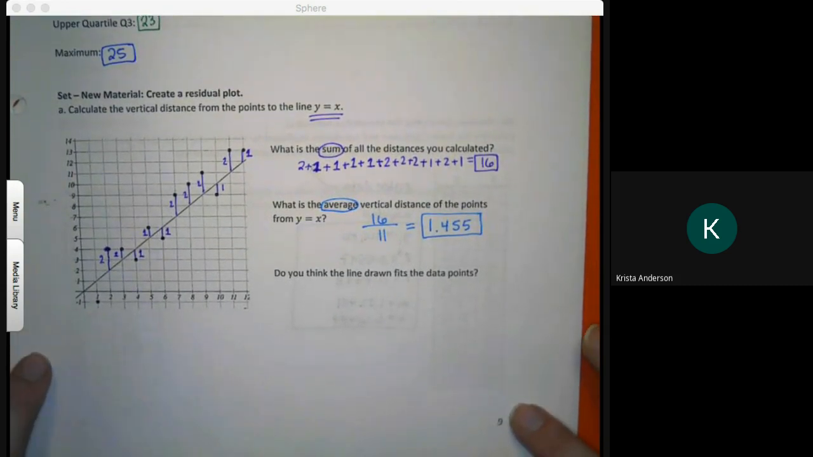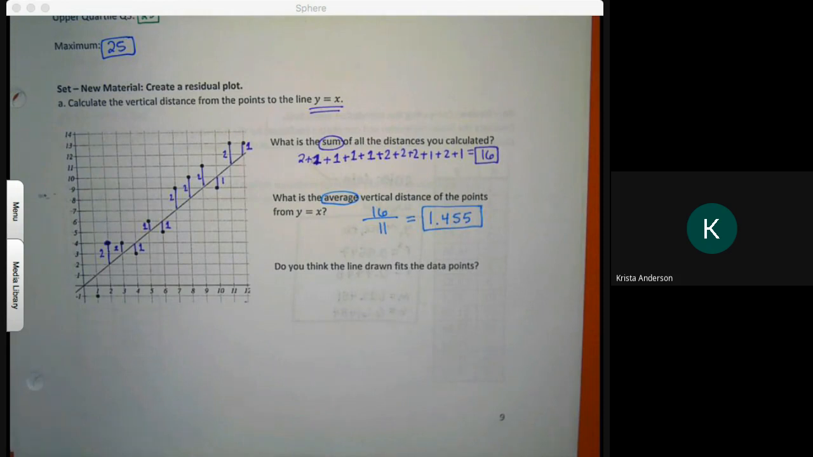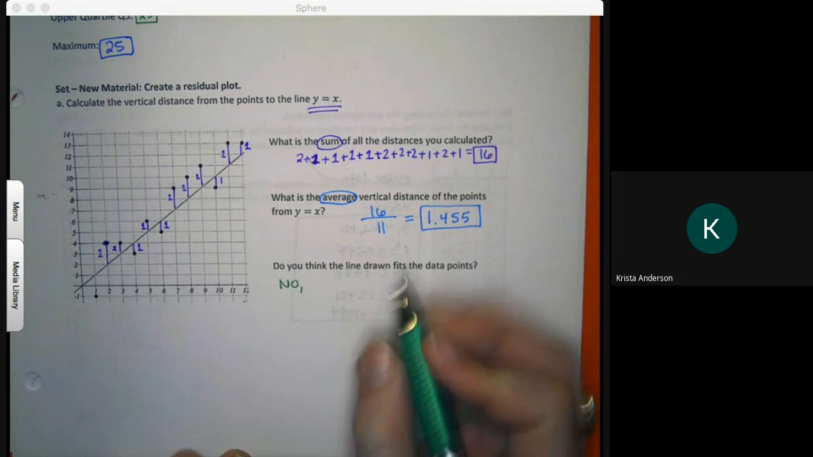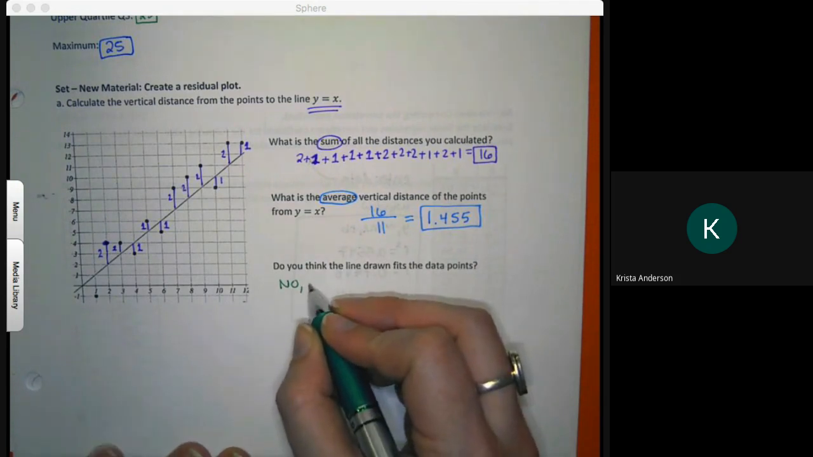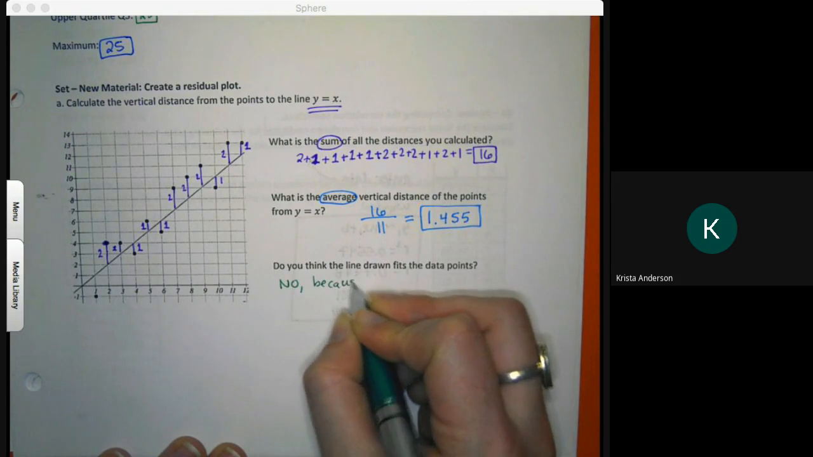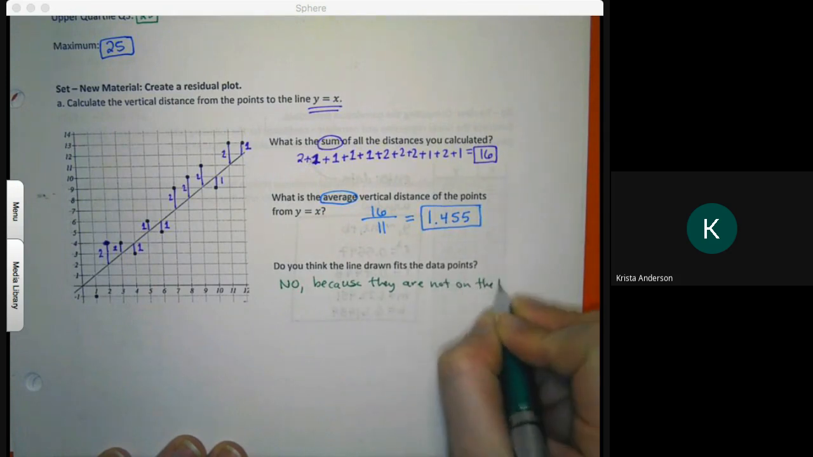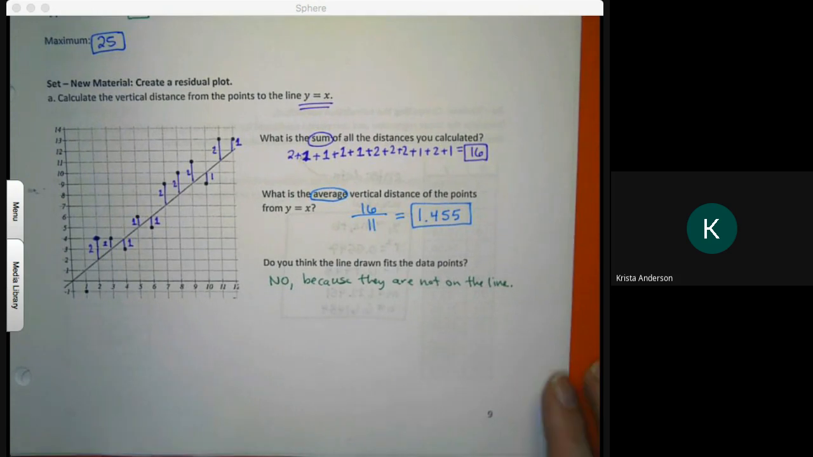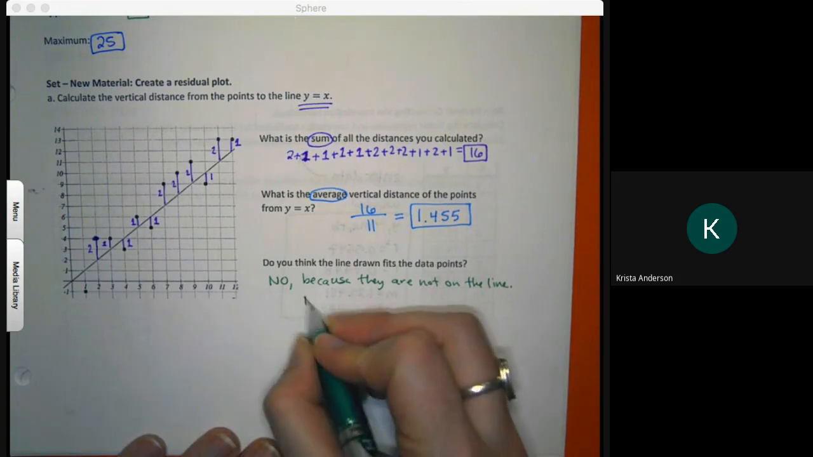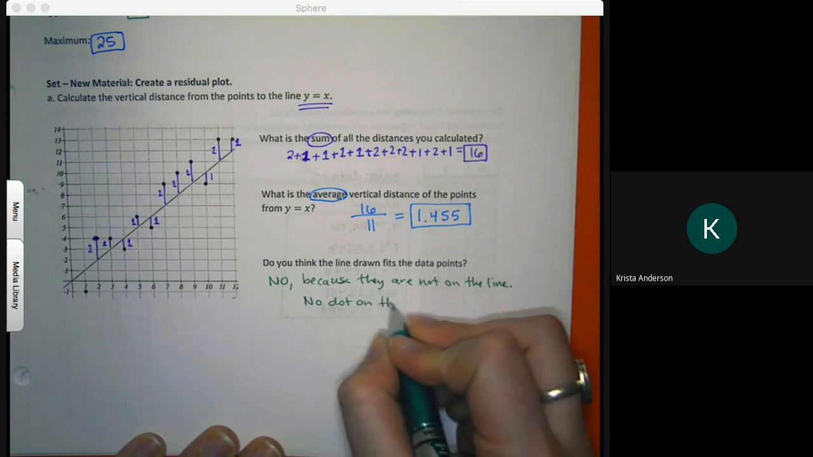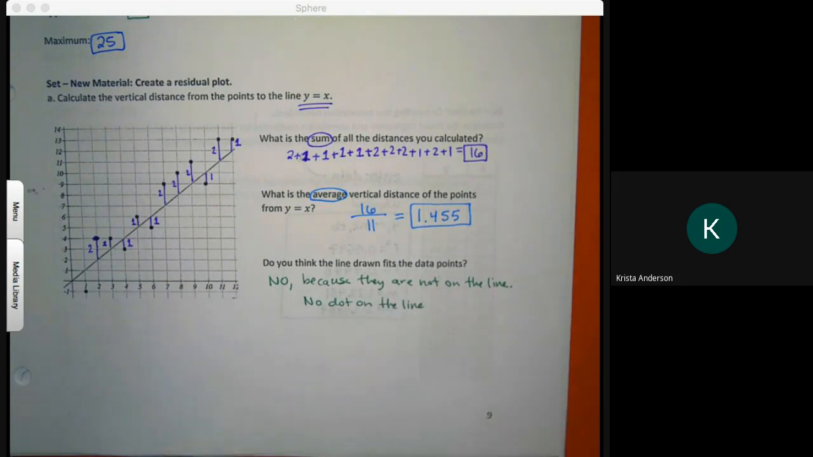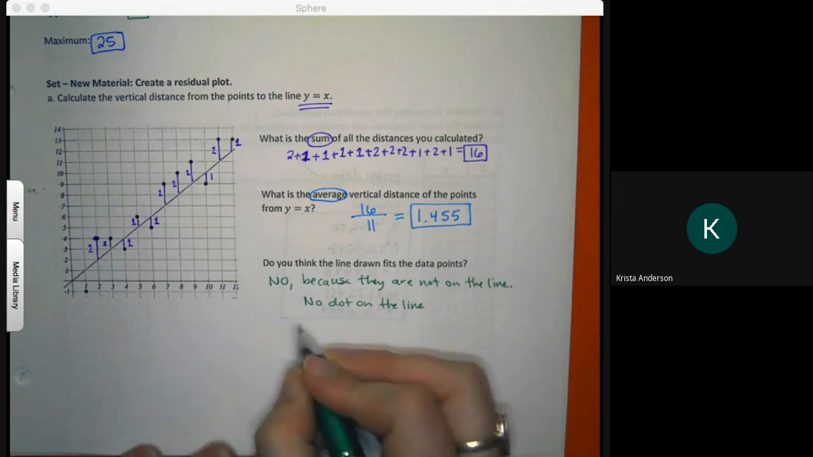Do you think the line drawn fits the data points? No? Why would you say no? Because they're all scattered. Okay, that's a good explanation. Anybody else have an explanation, Caitlin? Oh, well, I put not a single dot on the line. Okay. What's another reason? It's supposed to go where most of the dots are, so it's not on any of them, so it's not.